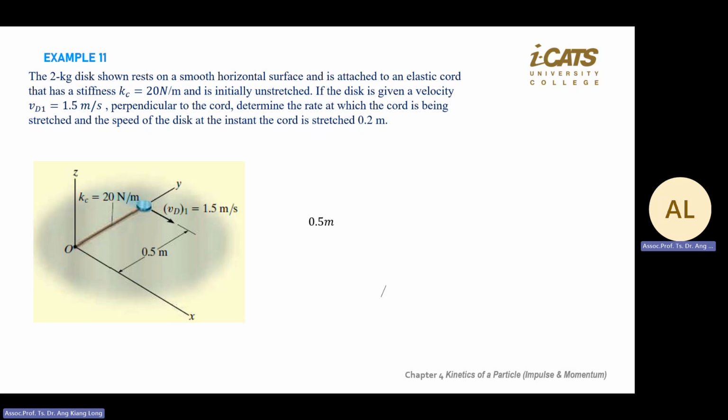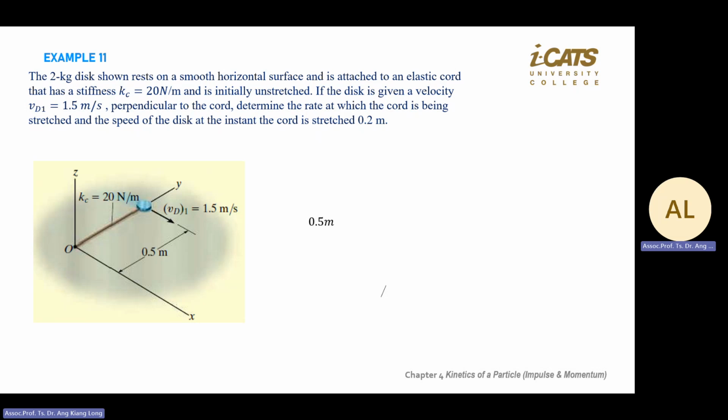Okay, so a 2 kilogram disc shown at rest on a smooth horizontal surface attached to a rubber cord has a stiffness of something and is initially unstretched. If the disc is given a velocity, it means you knock it from the back. So it is given a velocity of 1.5 meter per second, perpendicular to the cord. Why do we know it's perpendicular? Because you tie something to a rope, and that object moves in a curvilinear motion. In curvilinear motion, velocity is always tangent to the curve.